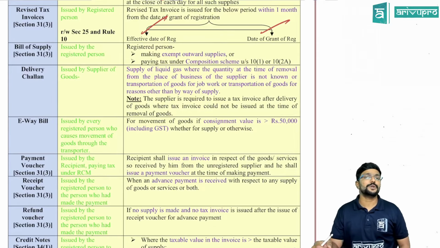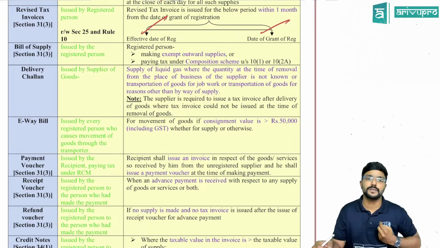Two suppliers have to issue a bill of supply instead of a tax invoice. That is, the persons whose outward supply is exempt, or the composition supplier, that is, the composition scheme.